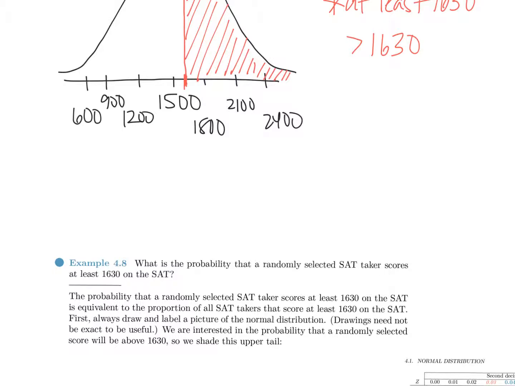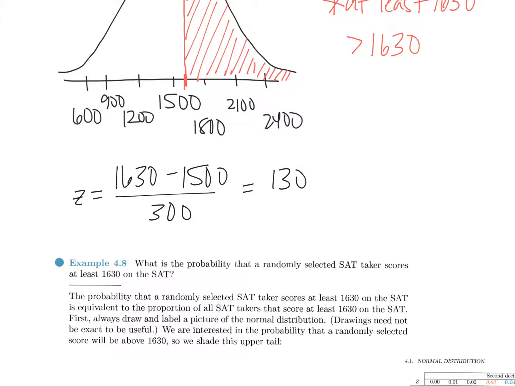And so the very first thing I'm going to do is calculate the z-score. I'm going to use the same formula that we used from above. The x value, the observed value, or the value that this problem is applying to, is 1630. Then subtract the mean and divide by the standard deviation. So when I do that, that gives me 130 over 300, which gives me a z-score of 0.43.